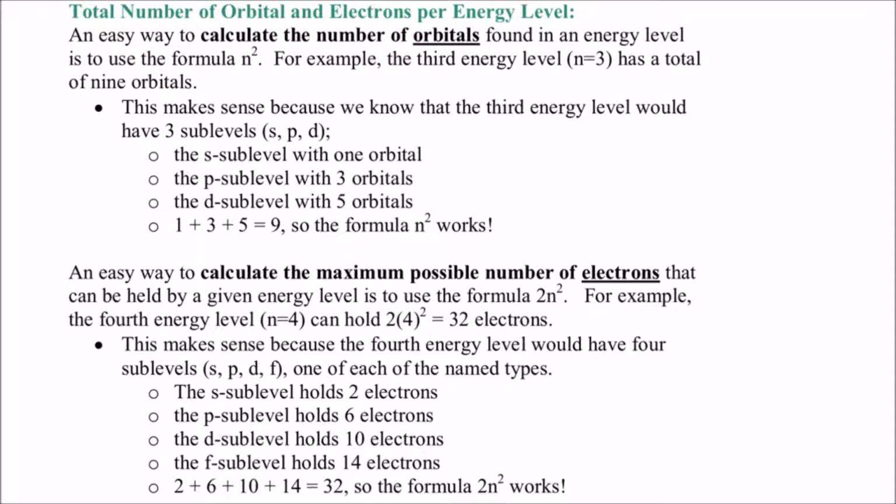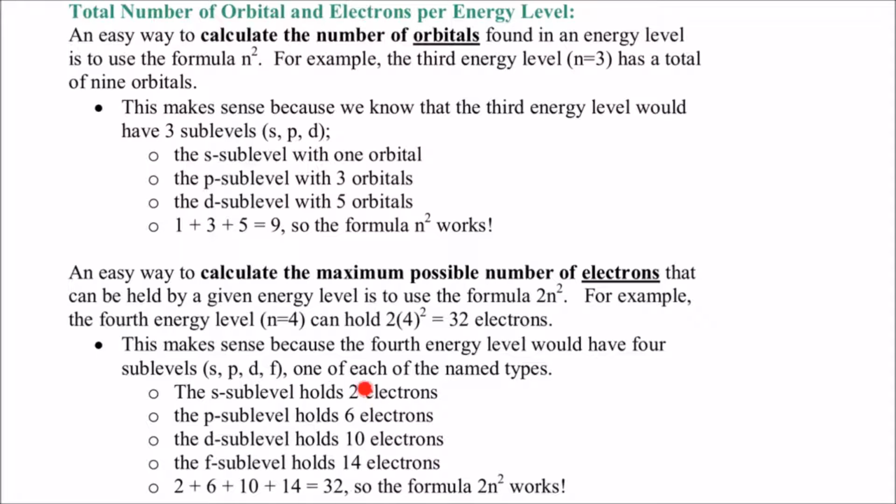Okay, so we've already been doing this actually. Here the example is, what if n equals 4? 4 squared is 16. 16 times 2 is 32 electrons. And where do those 32 electrons go? Here's the breakdown of that.